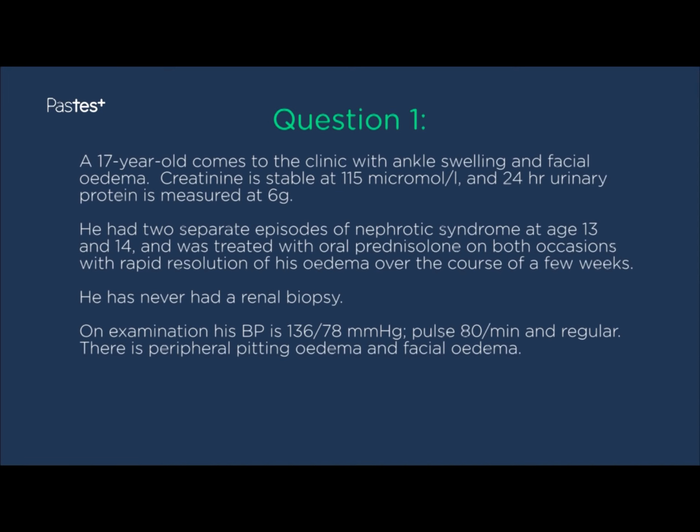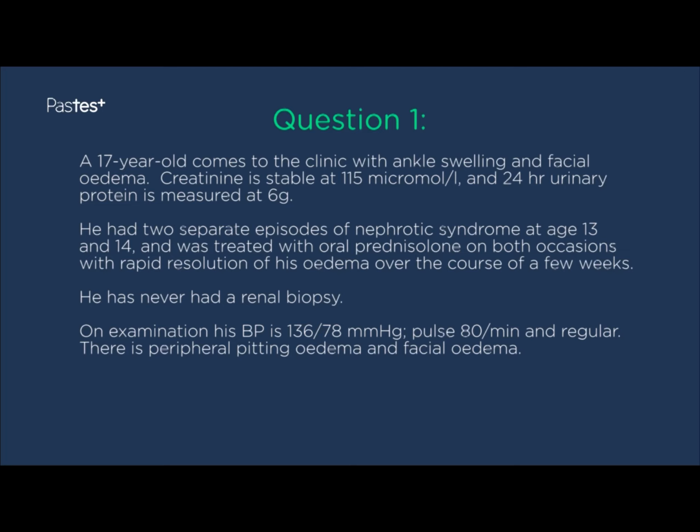So let's consider the first question. A 17-year-old comes to clinic with ankle swelling and facial edema. Creatinine is 115 micromoles per litre, and 24-hour urinary protein excretion is 6 grams. The young man had 2 separate previous episodes of nephrotic syndrome at the age of 13 and 14 years, and on each occasion was treated with prednisolone with rapid resolution of the edema over just a few weeks. He has never previously had a kidney biopsy.